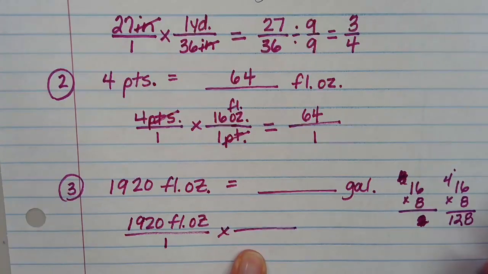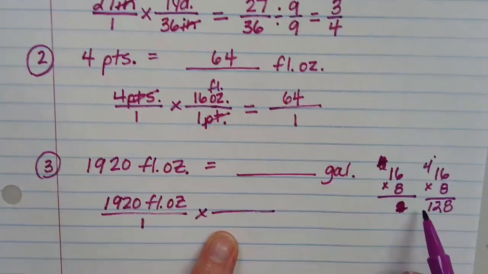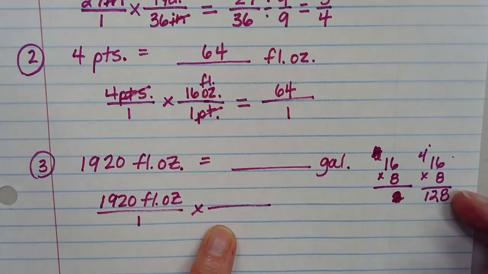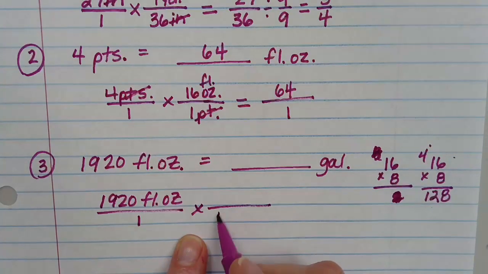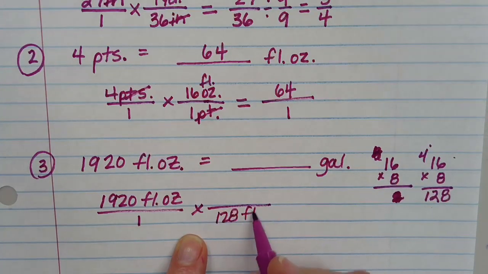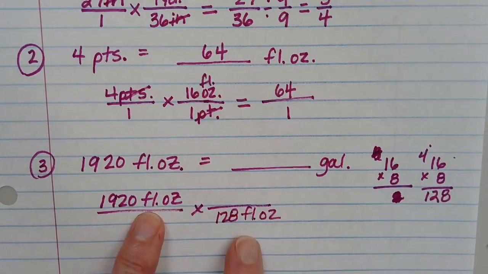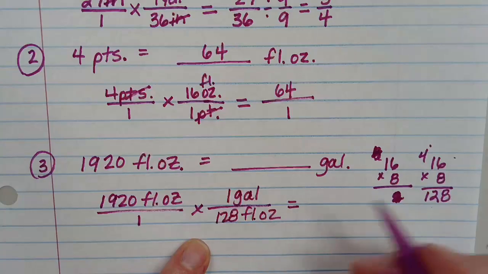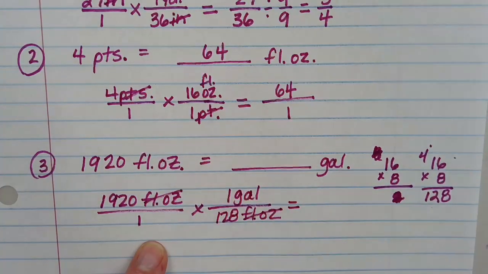I want to get rid of the fluid ounces. I just found out over here that if I have 16 cups, and each of those cups is 8 ounces, it equals 128 fluid ounces. I'm going to put 128 fluid ounces here on the bottom because I want fluid ounces to cancel with fluid ounces. That is going to be 1 gallon. Okay? So fluid ounces cancels with fluid ounces.